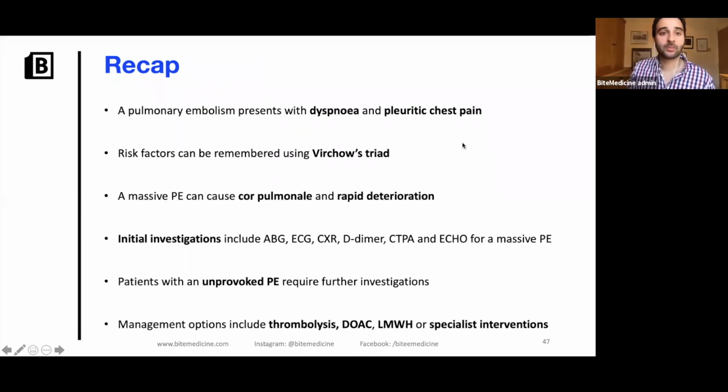So a recap. Pulmonary embolism presents with shortness of breath and pleuritic chest pain. You can remember those risk factors using Virchow's triad. We need to remember that massive PEs can be really dangerous: cor pulmonale, patients can rapidly deteriorate. Those are our initial investigations, which we now know about as well. If you have an unprovoked pulmonary embolism, you're going to need further investigations. And then we have to think about our management options, which you guys know about.